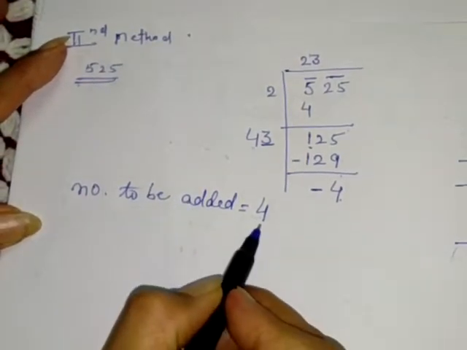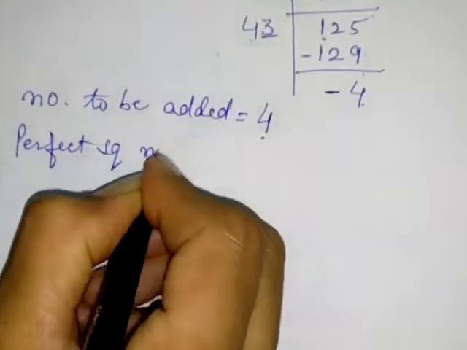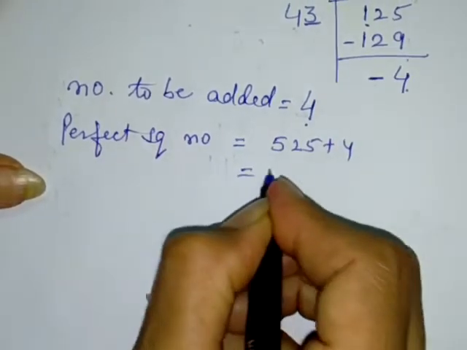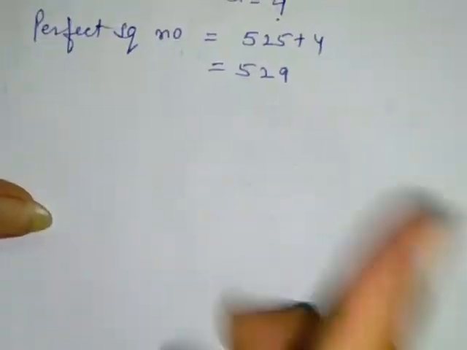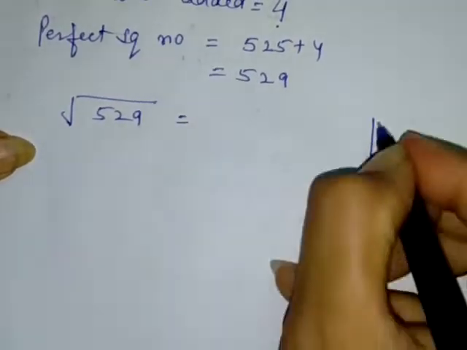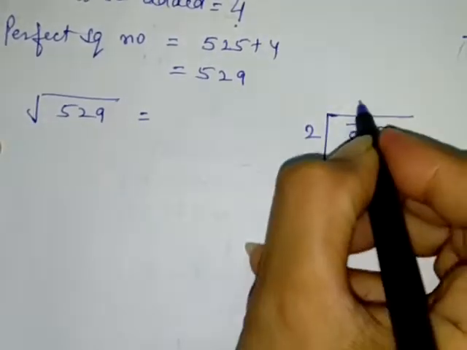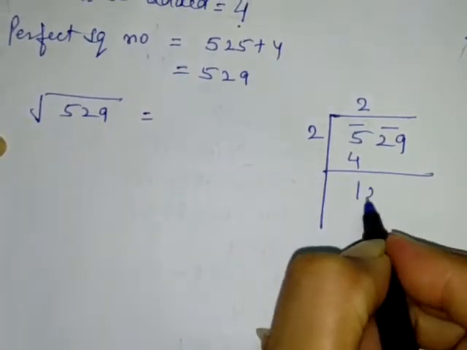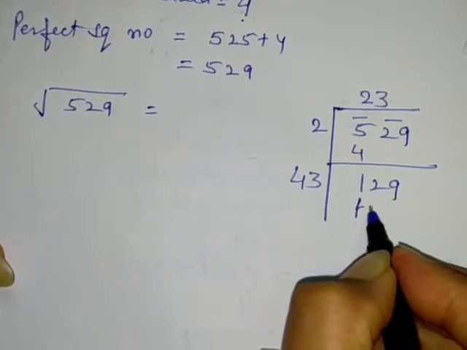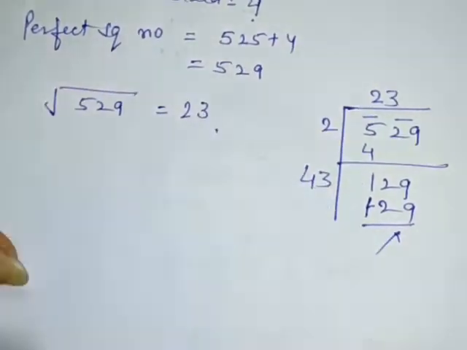So number to be added is 4 and perfect square number is equal to 525 plus 4, that gives you 529. And find out the square root of 529, what it comes. Same procedure of division you are supposed to show this. 2 2s are 4, 129, 4 3 goes, and it's 129. So its square root is equal to 23.